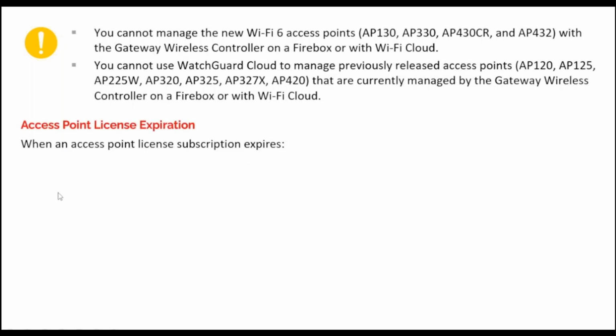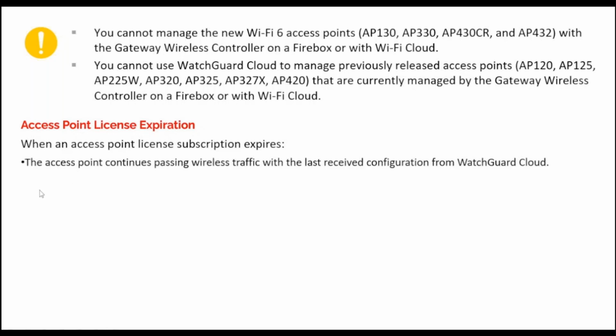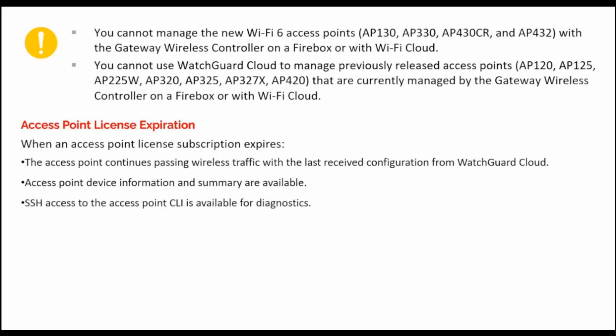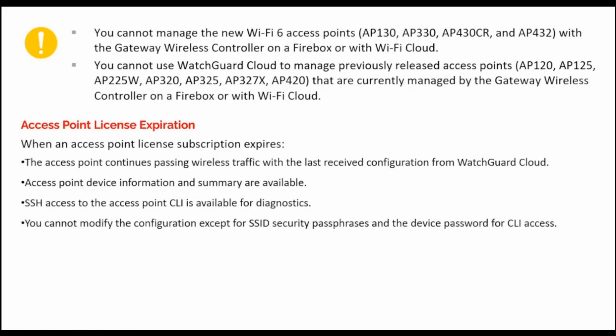Okay, so what about the expiration? What's going to happen if the license expires for these access points that are managed by WatchGuard Cloud? The access point is going to continue passing the wireless traffic with the last received configuration from WatchGuard Cloud. The access point device information and summary is going to be available in WatchGuard Cloud for you to check in case you need to. The SSH access and CLI is going to be available if you want to do diagnostics.